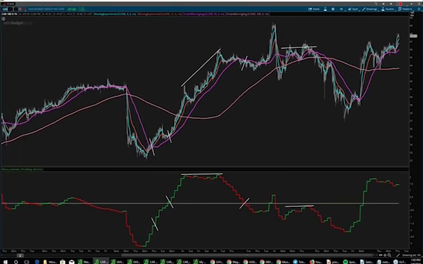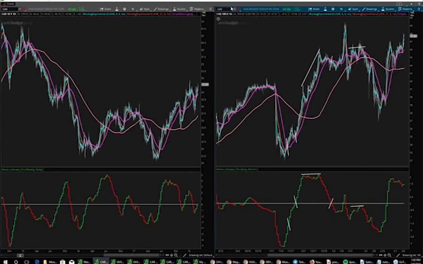That's the whole point of why I asked everybody, hey, are you a day trader? Are you a swing trader? What are you looking for? Because this thing can do it. You just have to adjust it to whatever time frame you're looking for.